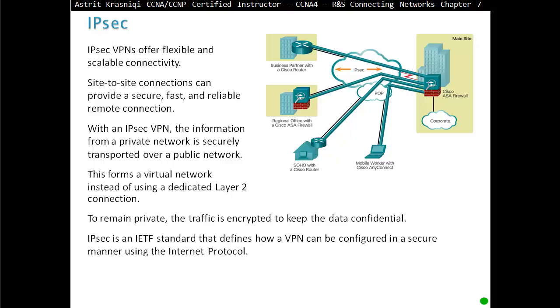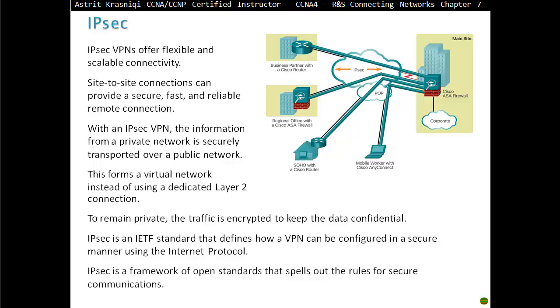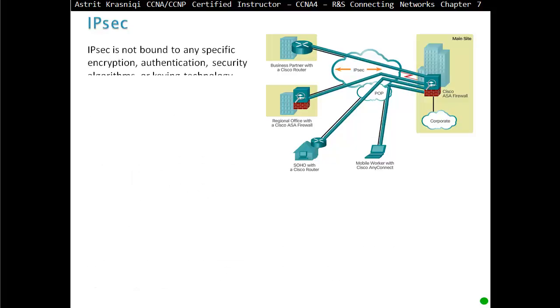IPsec is an IETF standard that defines how a VPN can be configured in a secure manner using the Internet Protocol. IPsec is a framework of open standards that spells out the rules for secure communication. So it's like a framework. IPsec describes what kind of protocols you can use to create this private network. That's good because even if we have future protocols, we don't need to change anything in IPsec, because IPsec is only the framework, which you're going to see a bit later.